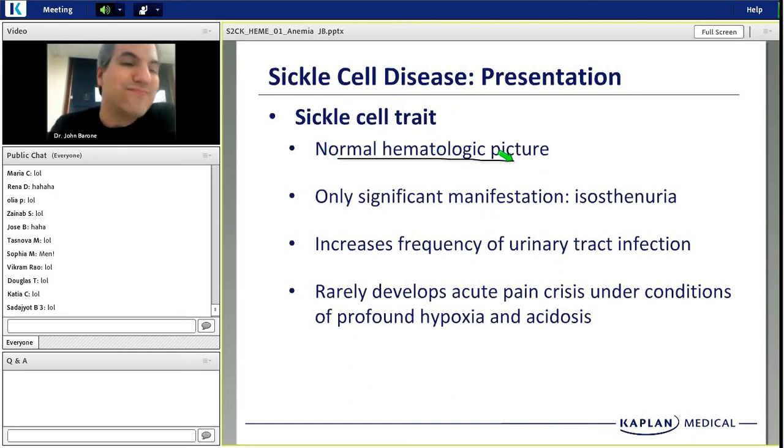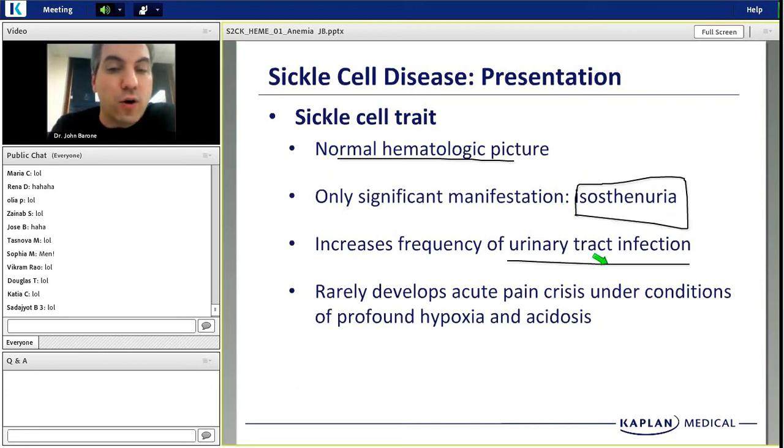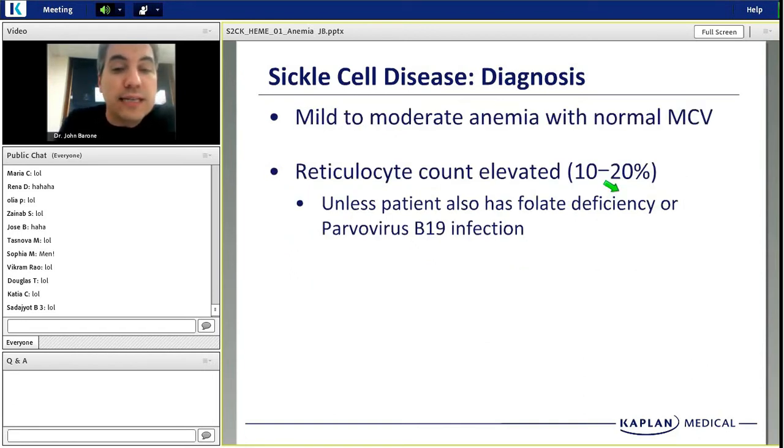Sickle cell trait, not very exciting. Blood smears look normal. The only thing they really got is the kidney. A little isosthenuria, maybe a little blood, maybe some urinary infections. That's about it. If they go to high altitude, that's when they can get a crisis. They go up in a plane, they go to Denver to play football, they get acidosis. That's when they can get a crisis. Otherwise, sickle cell traits are pretty decent. Just a little kidney stuff. All right, now sickle cell disease, that's a big problem.